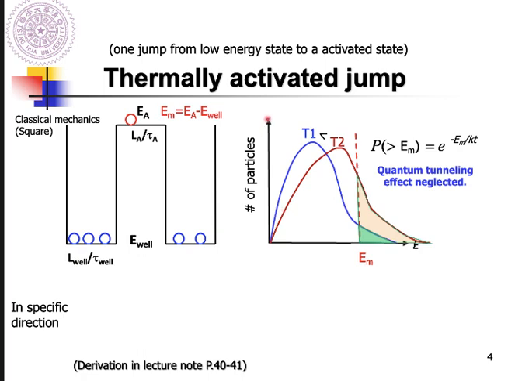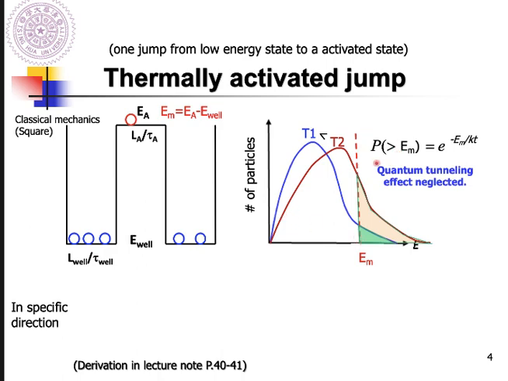This is a vertical axis. It represents the number of particles as a function of energy. So here we assume the energy barrier is EM. At the temperature T1, a lower temperature, we observe a small amount of atoms have sufficient energy to overcome this energy barrier. And when you increase the temperature to T2, then you can observe that more atoms have sufficient energy to overcome this energy barrier.